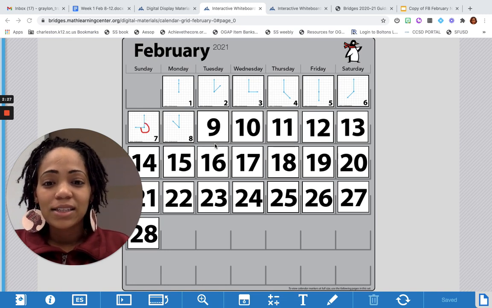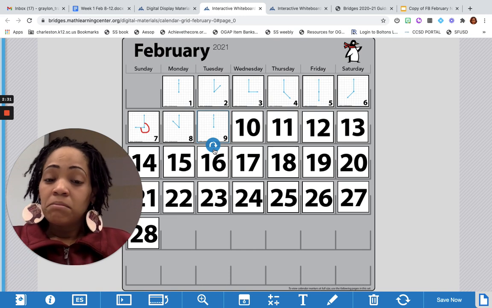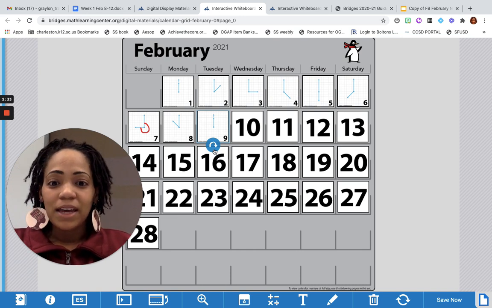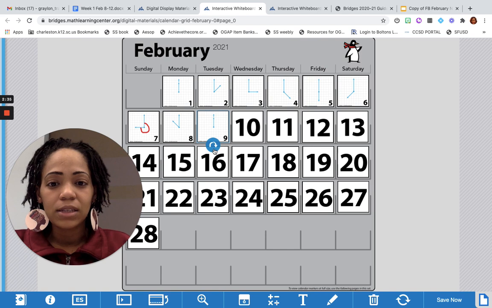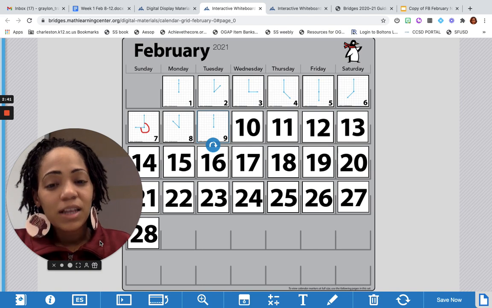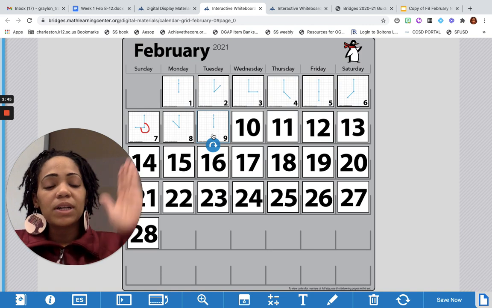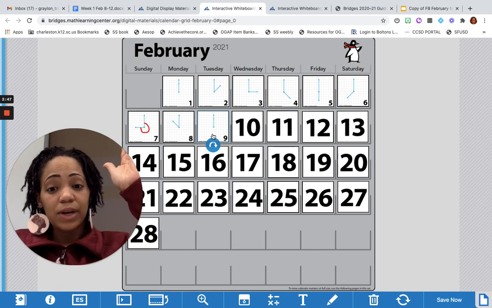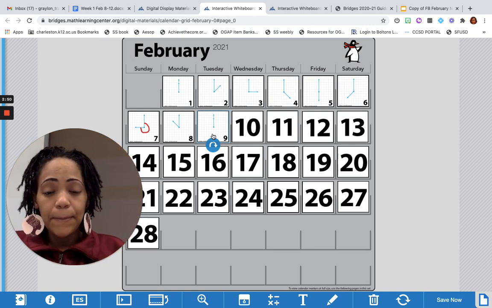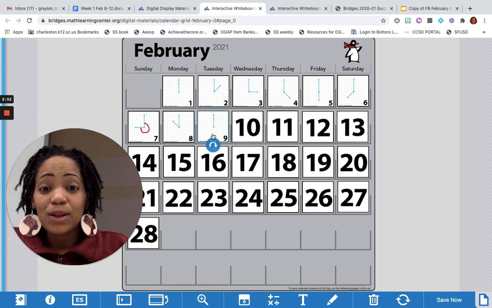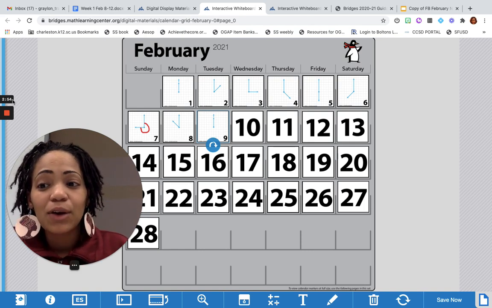Let's look at today's calendar marker. It is the 9th. And we have a straight line. Actually, it's not a straight line. What do we call that when we have one line going in a direction forever and then an endpoint? Yeah, we call it a ray, so it looks like a ray.